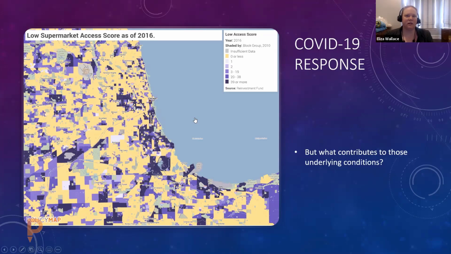So I think there's a lot of attention on this at the moment. A lot of it is focusing on those underlying health conditions without really going that further step and exploring some of those inequities that are leading to those underlying health conditions, which are really just being exacerbated and highlighted by this new virus.